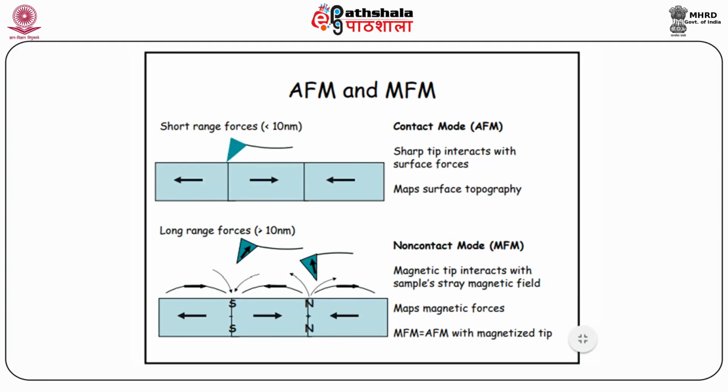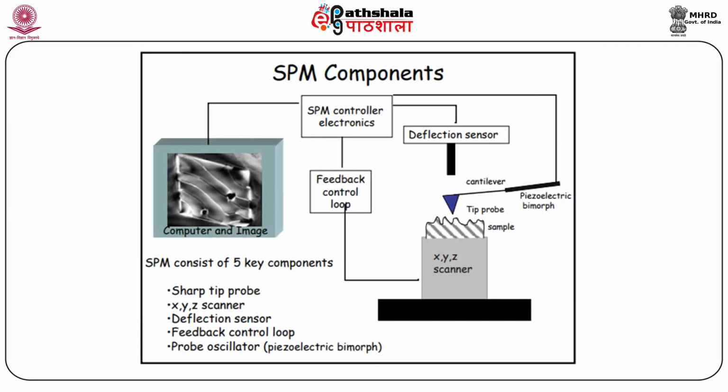Comparison of AFM and MFM. When we compare MFM and AFM, we get this kind of flow diagram. Short-range forces, up to about 10 nanometers, can be indicated this way through contact mode. The sharp tip interacts with surface forces and maps surface topography. For the other kind, non-contact mode, where we get MFM images, the magnetic tip interacts with the sample's stray magnetic field. It maps the magnetic forces. MFM and AFM with a magnetized tip have been given as SPM components.